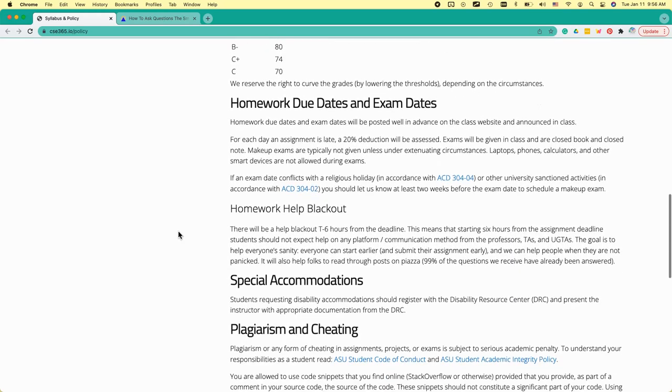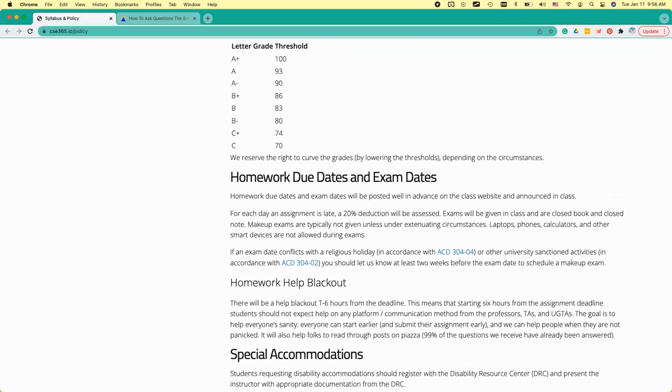And then for homework, due dates and exam dates. Oh, wait, one important thing. When we talk about curving, we'll only ever curve the grade thresholds lower. We won't ever raise them up, meaning if you get an 83 in the class, that's going to be at least a B. It may be a B plus, depending on whether we lower the threshold for B plus. But it won't ever be a B minus or a C, so you don't have to worry about that. The curve only ever works in your favor. Right, get A plus, let's just reduce them and then make them A. No, it won't happen.